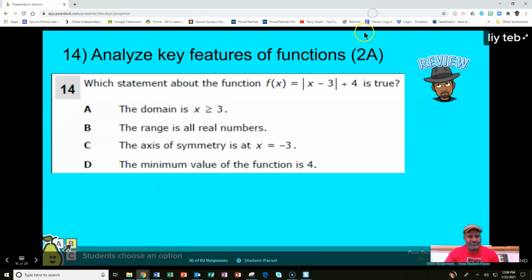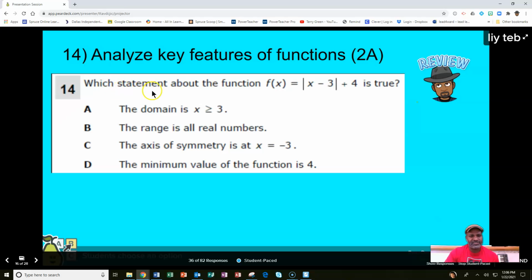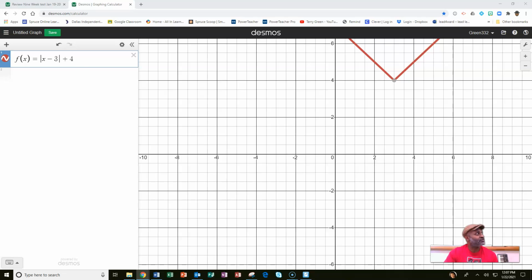Okay, let's look at this number 14. Which statement about the function f of x equals the absolute value of x minus 3 plus 4 is true? Well, I'm going to go ahead and graph that. Absolute value of x minus 3, plus 4.